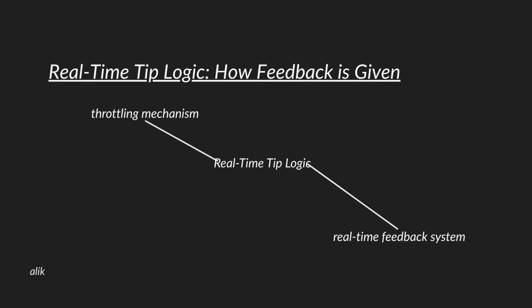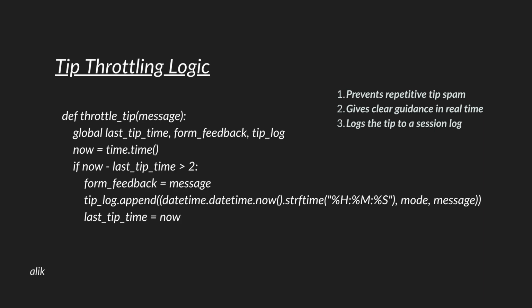Now let's talk about the real-time tip logic and how exactly feedback is given. The app includes a real-time feedback system that guides users to improve their exercise form. This is done with a pose evaluation and a throttling mechanism to avoid overwhelming the user. So for example, every time a frame is analyzed, the app checks for posture issues. If it detects bad form, like a shallow squat or uncontrolled curl, it will trigger a tip. Now for the tip throttling logic, the throttle tip function ensures tips are shown only every 2 seconds, even if bad form is detected repeatedly.